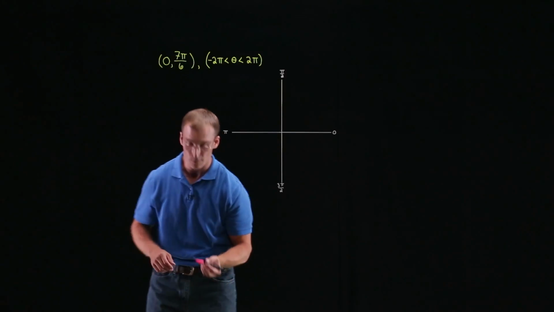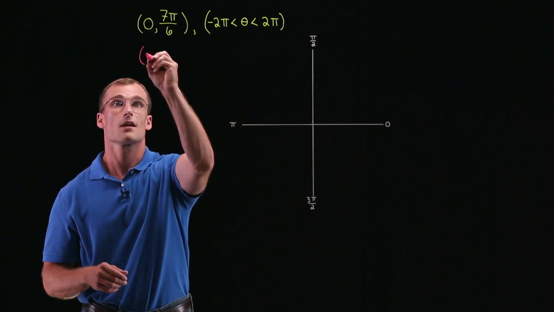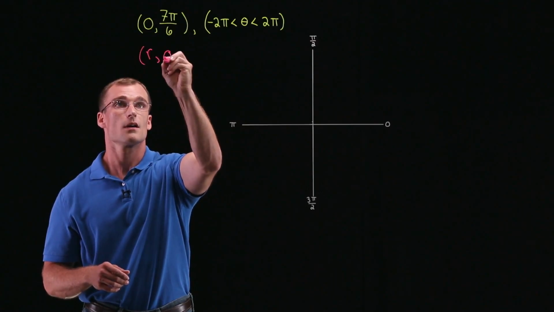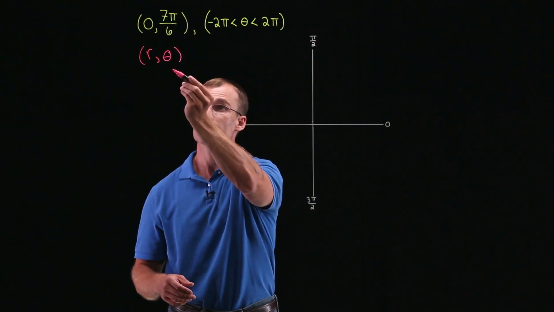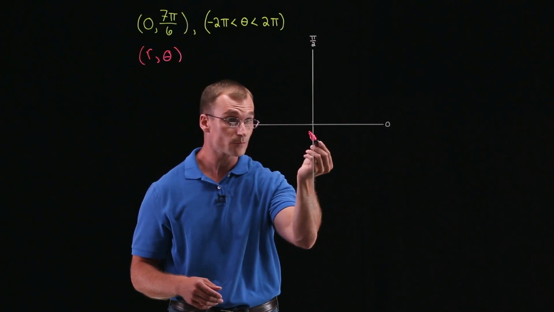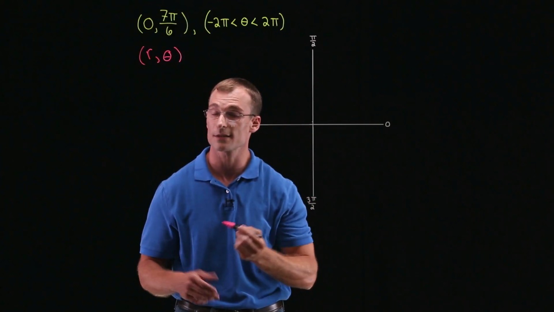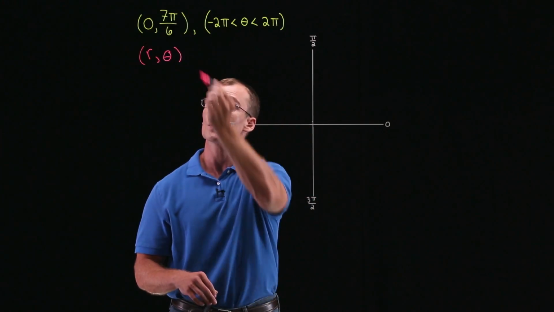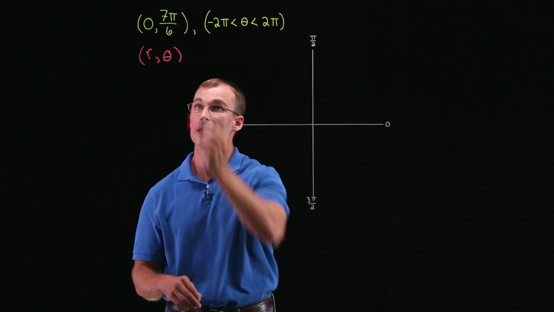So let's first look at the point that we have. We have the point in polar coordinates (0, 7π/6), and let's just remember the form of our points in polar form is (r, θ), where θ is an angle from 0 degrees, or the x-axis, and r is some directed distance once we've gone that angle.